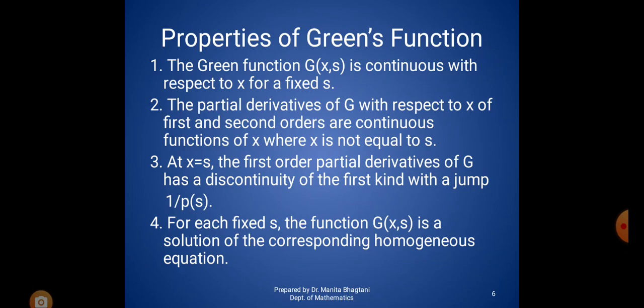Fourth property, for each fixed s, the function g(x,s) is a solution of the corresponding homogeneous equation. Means, as we see in the above equation, for f(x) equal to 0, the given Sturm-Liouville equation becomes a homogeneous equation.